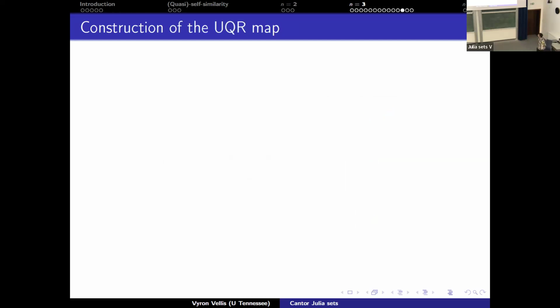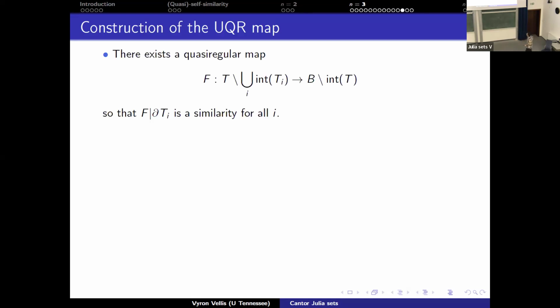All right, so I want to construct for you the UQR map that produces this weird Cantor set as a Julia set. And the first step that I need is a quasi-regular map between the first ladder minus its children to a ball minus the first ladder. So think of a large ball. So I have a ball B here, and inside B, I have my ladder.